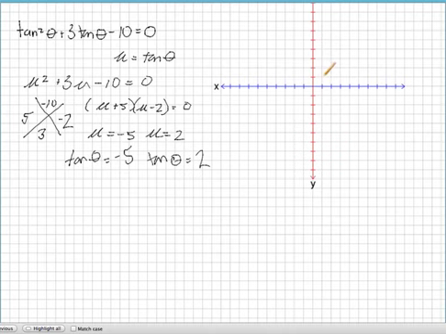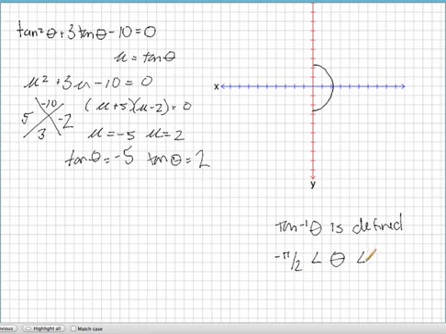Okay, so a tangent inverse function is only defined between negative pi over 2 and pi over 2 non-inclusive. So this little half circle right here. So we'll go ahead and write it like this. Meaning, if you plug tangent inverse of negative 5 into your calculator, you're going to get a value down here.